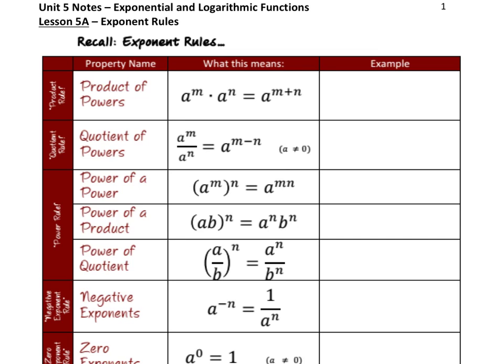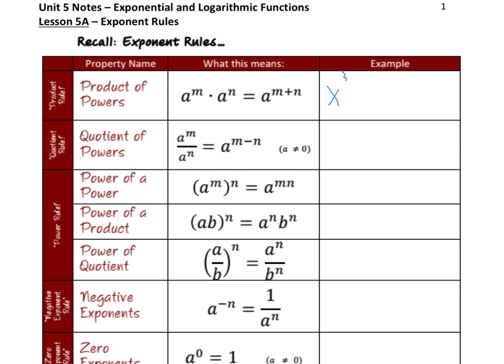And the first one's really easy to do. It's the product of powers rule. If you have two things that have the same base, and I'm going to use that word base a lot in this unit to refer to the number that's being raised to a power, or the variable that's being raised to a power. In this case, for the product of powers, the base is a. So I could substitute an x or a y or any other number in there, and that's going to give me my base.